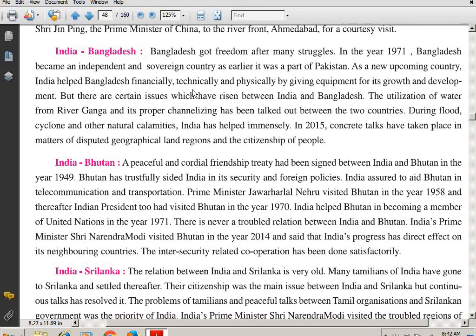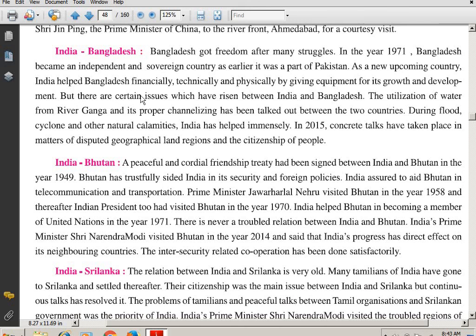As a new upcoming country, India helped Bangladesh financially, technically and physically by giving equipment for its growth and development. See students, this is the better part of India, something that we have to learn from our country, from our leaders. Because Bangladesh was a new upcoming country, it had just got freedom after many years of struggle. India is helping financially by giving economic help, technically by giving many technical instruments, and physically by giving equipment for its growth and development. India doesn't ignore Bangladesh, but India also wants Bangladesh to develop and come up on its own. That is how India is trying to help.